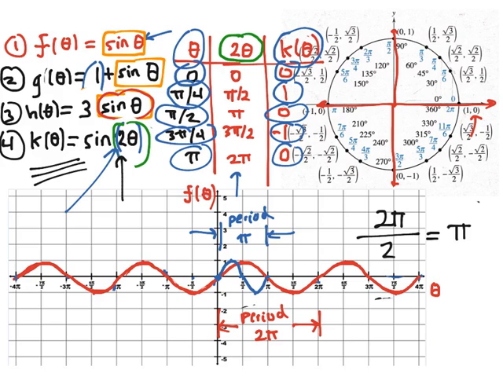So when you have a parameter such as the one that we have for number 4, and it has an impact on the input of the parent function, that will cause either a horizontal compression, as we see for number 4, or possibly a horizontal stretch if you have a value here that's between 0 and 1. But what we have here is 2, so we have a horizontal compression. If you had 1/2 there, it would be a horizontal stretch by a factor of 2, because 2 pi divided by 1/2 will give you 4 pi.